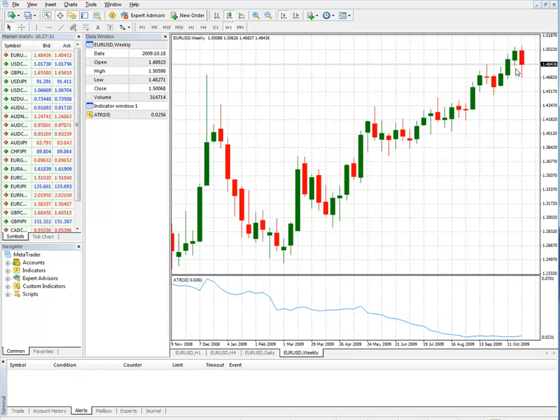I'm going to sell, and I'm going to place a stop above that high, 5 pips in fact above that high. Okay, so placing that 5 pips above would be 1.50648. So this is what we're going to do.